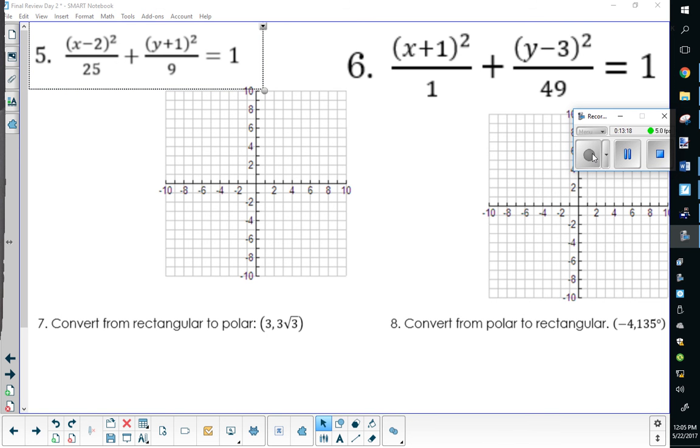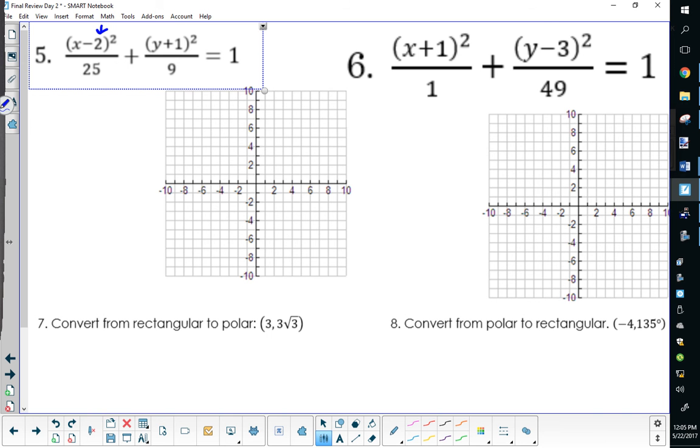Here we go. If I'm graphing this thing, Brittany, where's my center going to be? At 2, change the sign. -1, change the sign. So 2, -1. There's our starting spot. How much, Sierra, am I going to go up and down from that center? 3, because she's square rooting the 9 underneath the y and went 1, 2, 3. And then, Jasmine, how much do I go left and right? 5, square root the 25. 1, 2, 3, 4, 5.